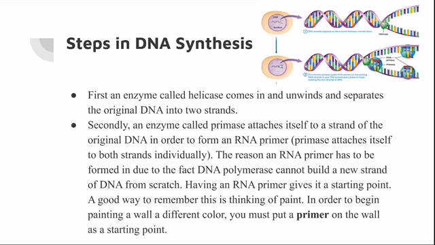The reason an RNA primer has to be formed is due to the fact DNA polymerases cannot build a new strand of DNA from scratch. Having an RNA primer gives it a starting point or a reference. A good way to remember this is thinking of paint. In order to begin painting a wall a different color, you must put a primer on the wall as a starting point.